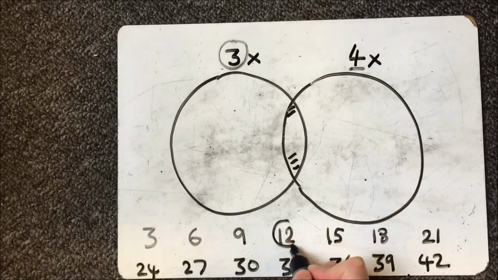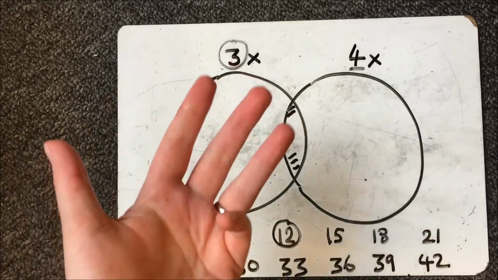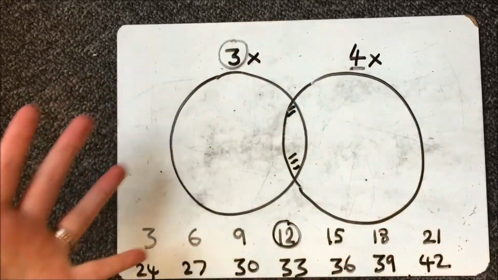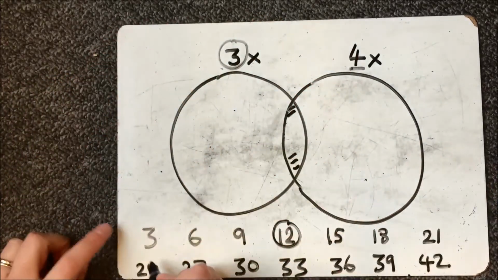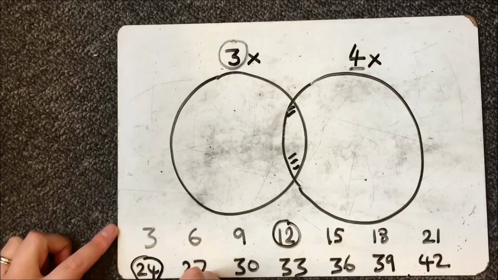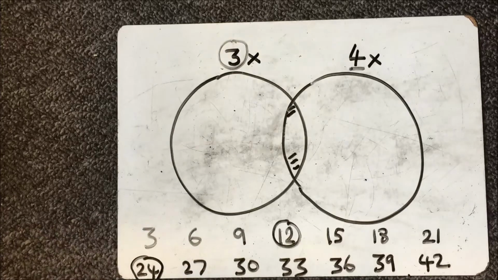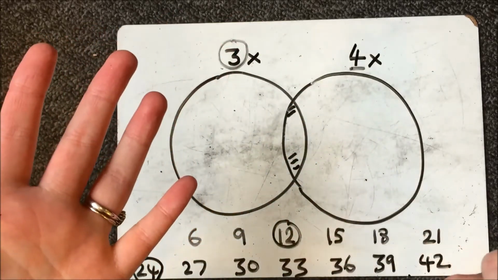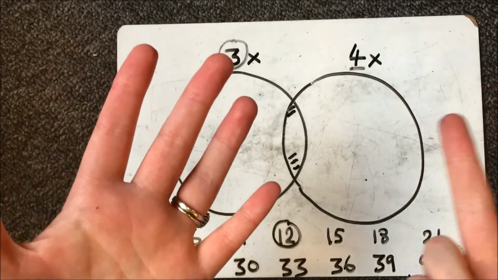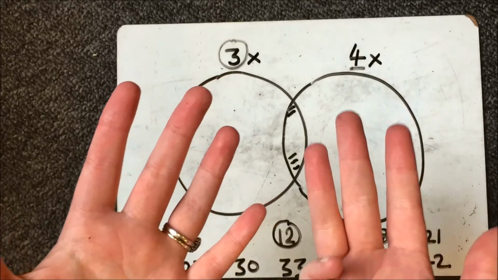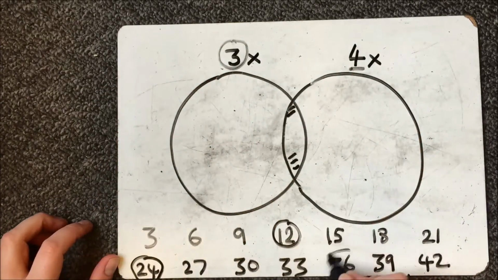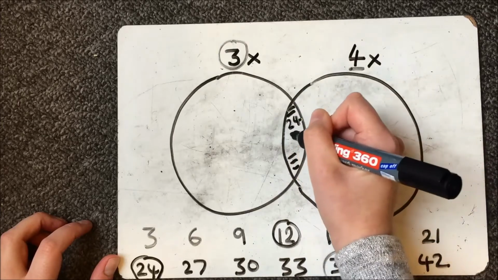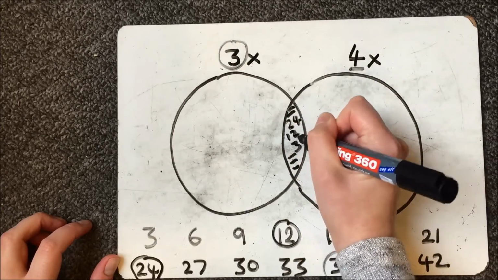I've got 12 here. So 4, 8, 12, 16. Have I got a 16? No. After 16, 20. No, I haven't got a 20. 24. Yes, I've got 24. After that in my 4 times table would be 4, 8, 12, 16, 20, 24, 28, no. 32, that's not there. 36. So those 3 can go in here because they're in both times tables: 24, 12 and 36.